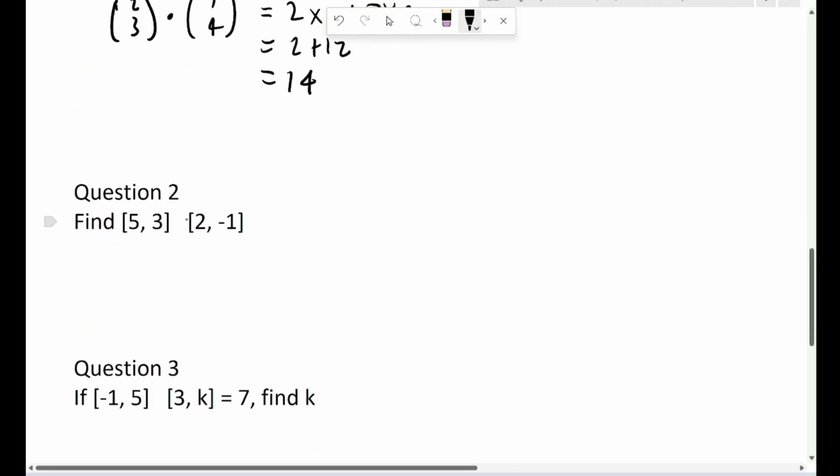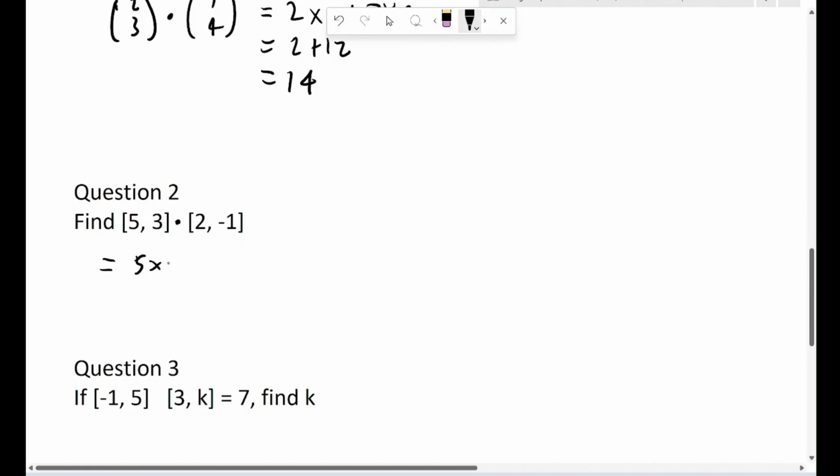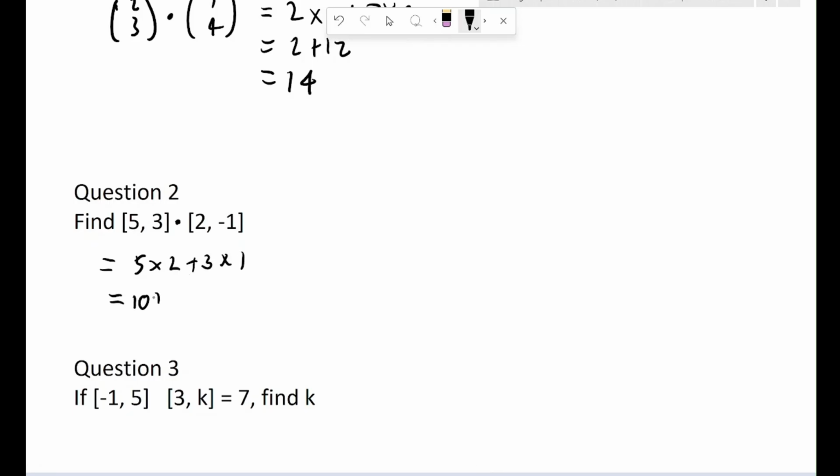Okay, so here we've got this vector, (5, 3) dotted with (2, 1). And you're basically going to do 5 times 2. So that's going to give you 5 times 2 plus 3 times 1. Which I believe is 10 plus 3, which is 13.